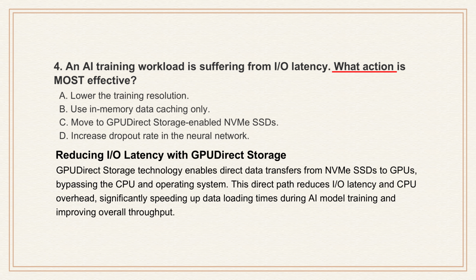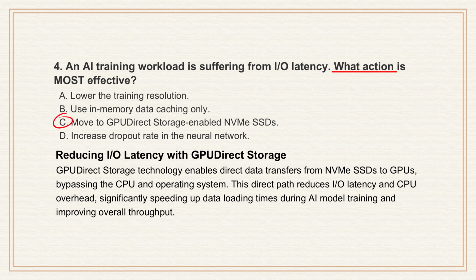Whoa, okay. So instead of storage to CPU, to system RAM, to GPU, it's just storage to GPU, like a direct highway. Exactly, a superhighway. By cutting out that CPU and system memory detour, you just slash the latency. Boost the throughput massively. It directly speeds up how fast you can feed those hungry GPUs.